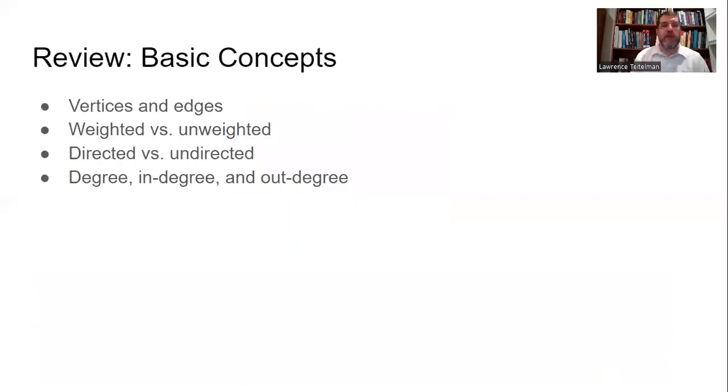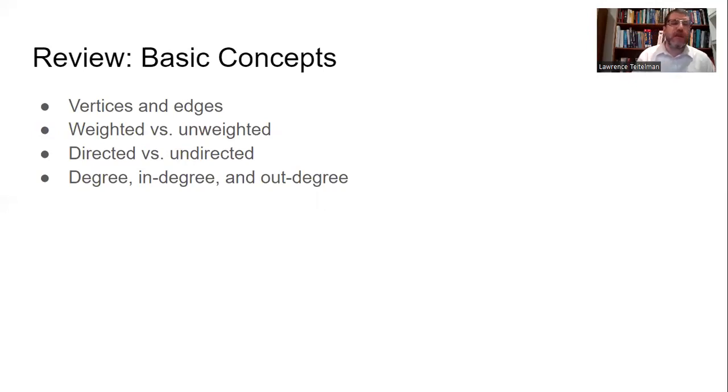All right, so let's review a few concepts from last time. The basic graph is vertices and edges. Vertices are also called nodes. Edges are also called arcs. And the edges represent a relation between the vertices and themselves, a relation over the set of vertices.